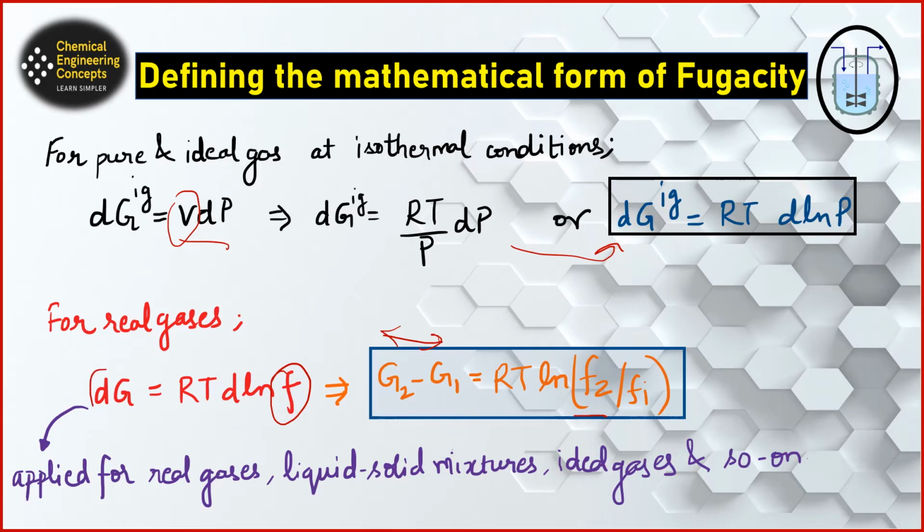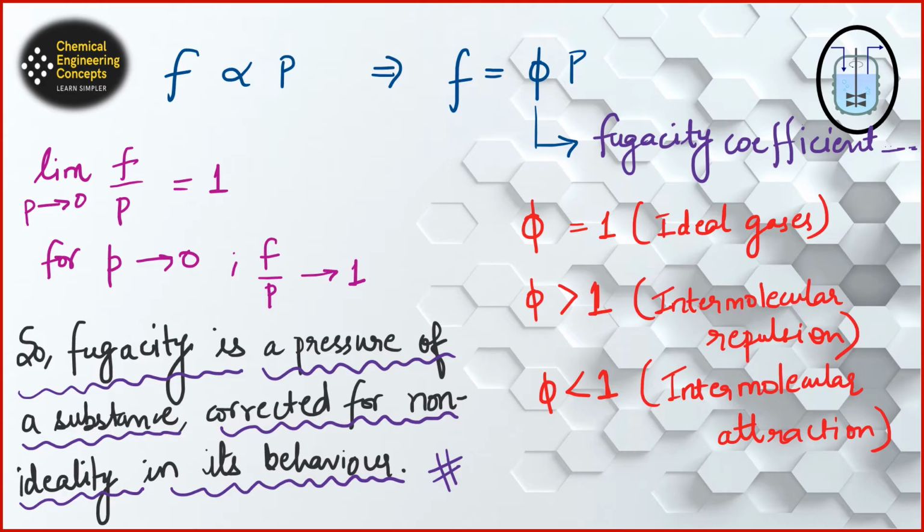This change in the Gibbs free energy applies to real gases, liquids, solids, mixtures, ideal gases, and so on. It will be applied for every type of mixture or solution, right? Let's see further. Now you can see that fugacity is directly proportional to pressure, right? To include this proportionality, we have to introduce a proportionality constant.